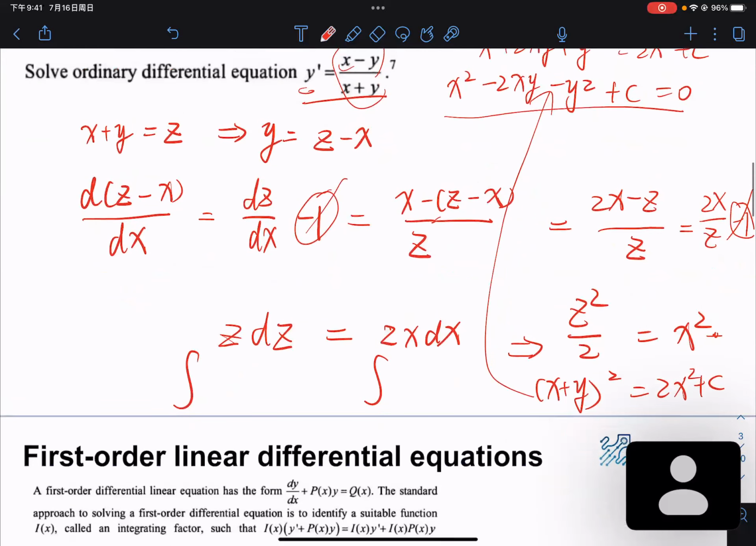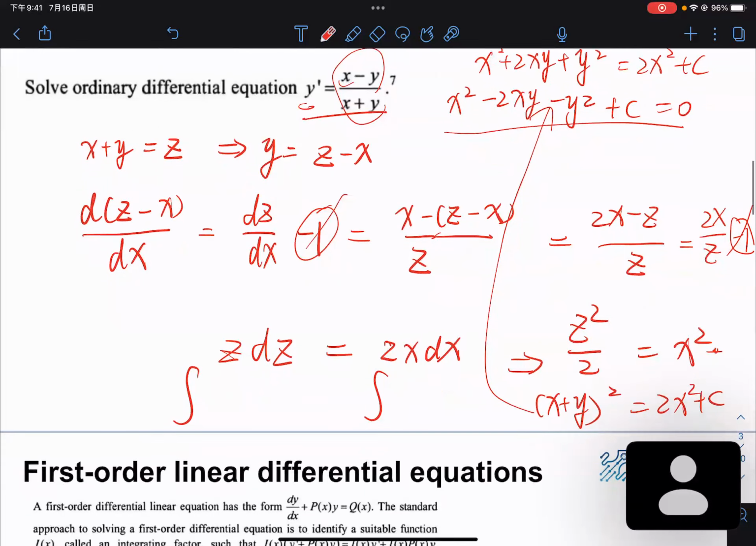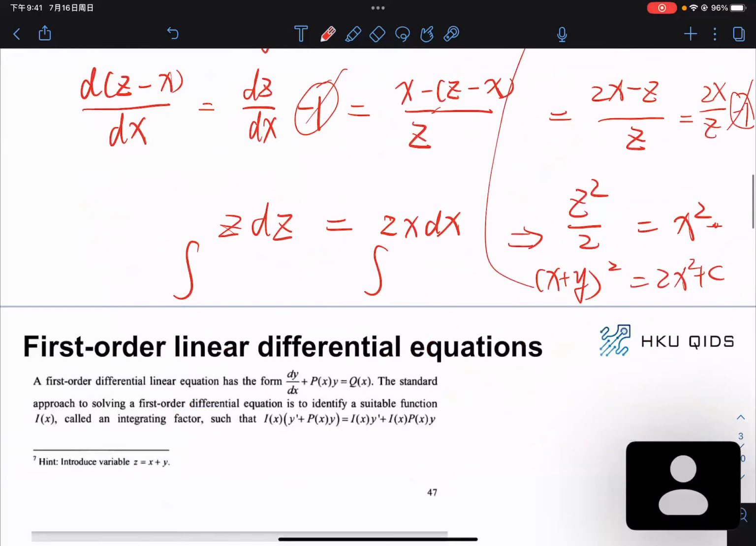Okay, so in the case that we cannot easily separate x and y, we can use the changing denotations method to convert it into a new x and y, or in this case, x and z, to help us convert it into a separable differential equation. And this is the first type. Now let's go a little bit deeper.